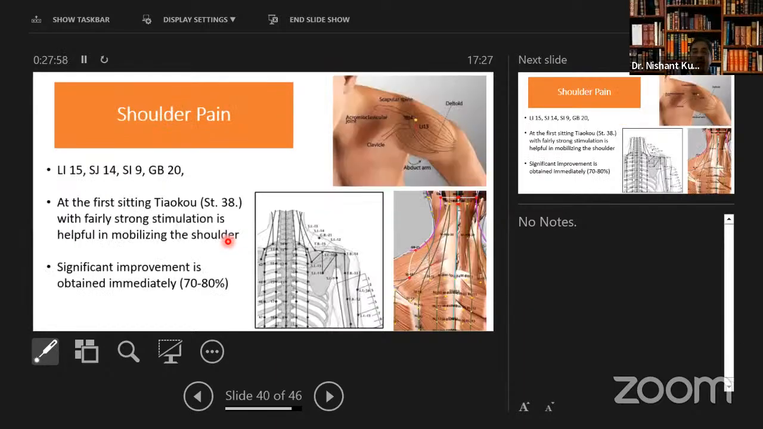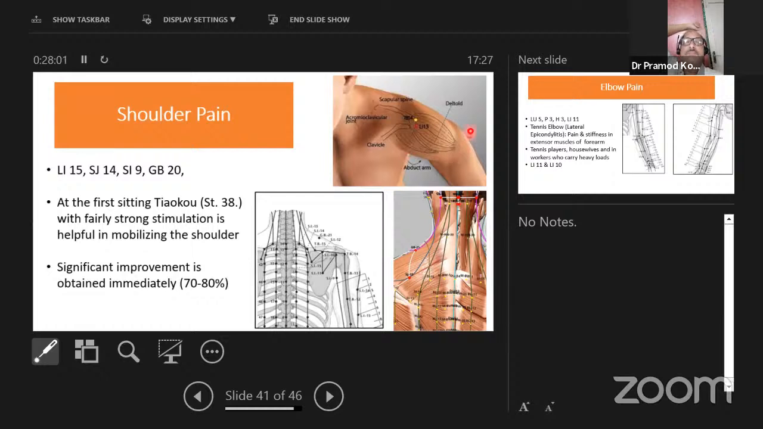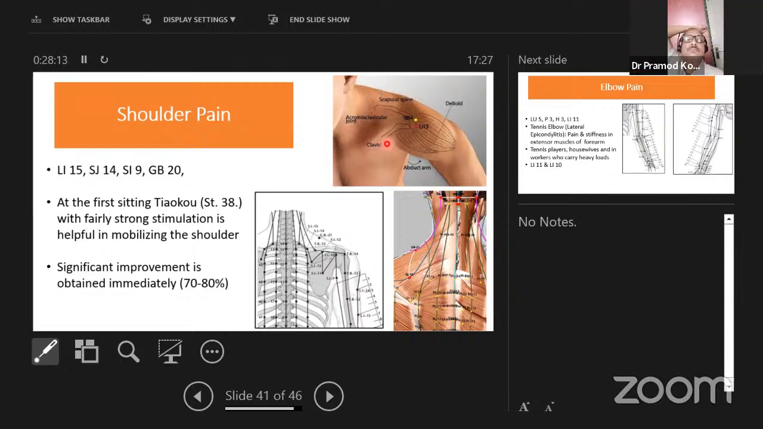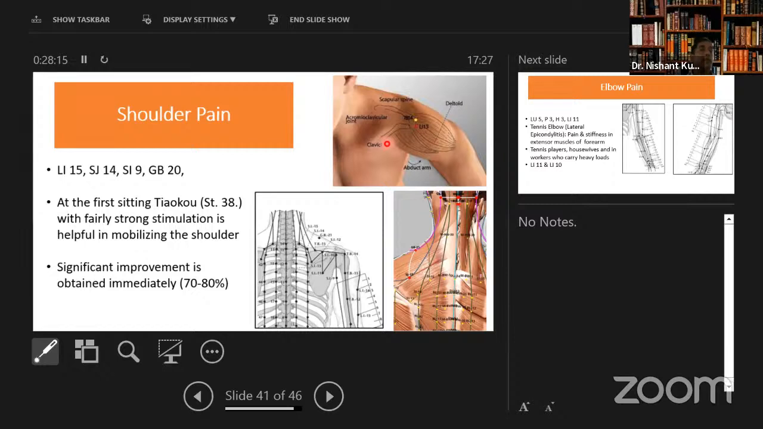So, ठीक है? So you have the points in the area. ठीक है? LI 15, SI 9, GB 20. ठीक है? These are the most important points. And the distal point is stomach 38. A very strong stimulation. Even if you have read your book, if you put the needle and ask the patient to rotate the shoulder, it is around 50% improvement. But usually we get the patient very late, so we can't. My clinical experience doesn't corroborate, but then it is written in the book.